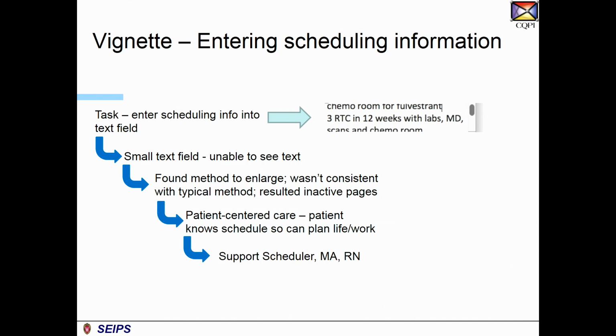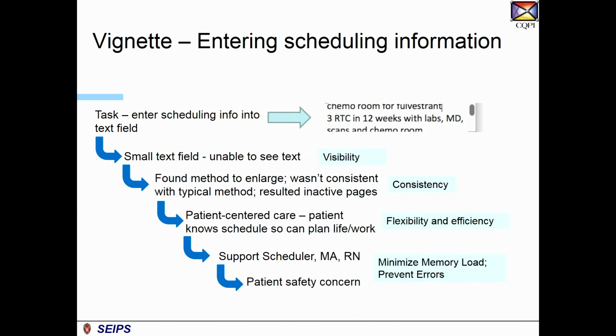It was also supporting the scheduler, the MA and RN, because without her doing this, the scheduler was having to flip through pages and they were finding that there were a number of errors being made. So there was a patient safety concern. And also there was a tremendous amount of effort being expended by the physician, the MA and the RN in trying to make sure this information was accurate. So she just took it on, she's going to enter all this information into this text field.